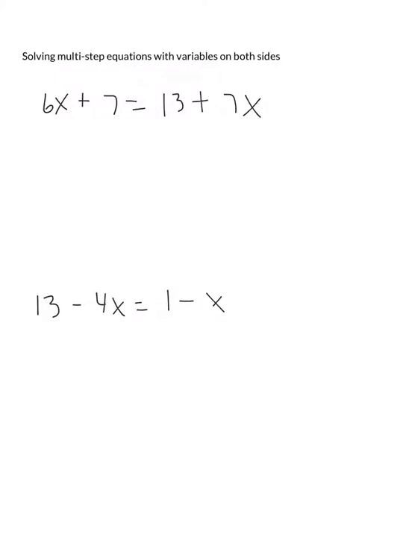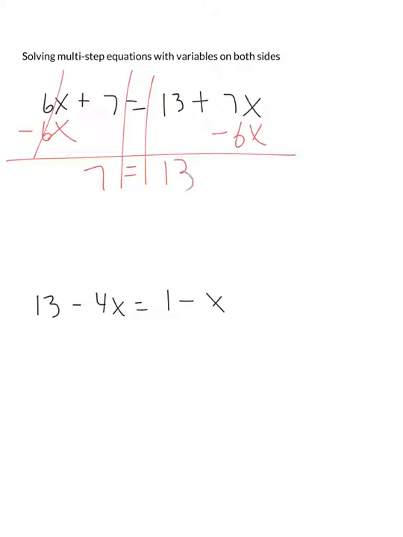Now this is multi-step equations with variables on both sides, so this is similar to the problem that we just got done doing. And here I'm going to subtract 6x, so I don't have to deal with any negative variables. So I have 7 equals 13 plus x. And then I will subtract 13, and I have negative 6 equals x.